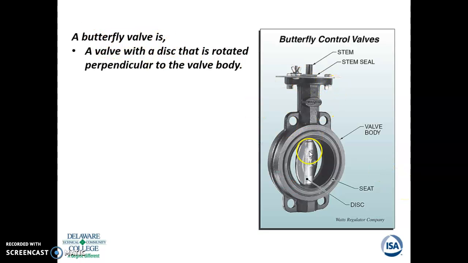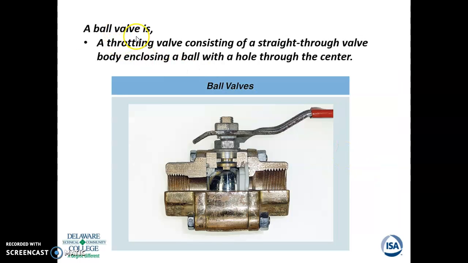And a butterfly valve. Now these are used in different services. You can use it in gas and you can use it in liquid. But again, it's just this round disc that is then manipulated, and it is perpendicular, so the flow goes this way through. You can have a ball valve, a throttling valve consisting of a straight through valve, and then you can see it encloses a ball with a hole through the center.